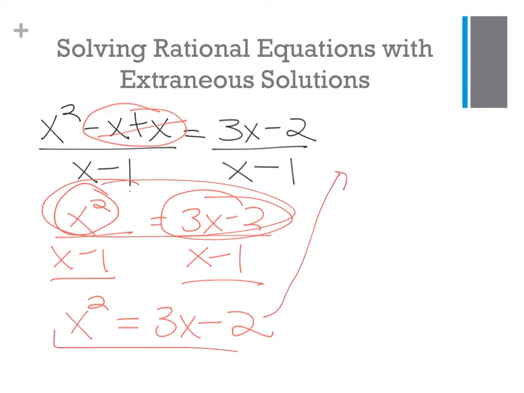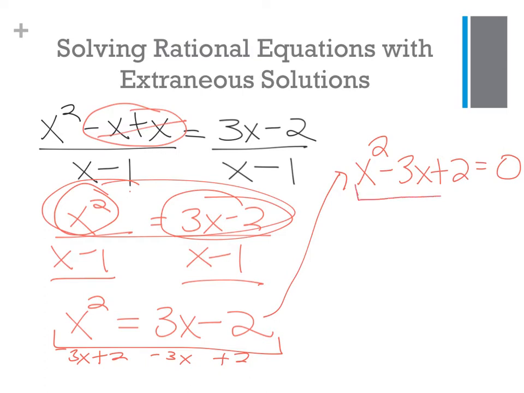I'm going to get all these terms on the same side. So I'm going to say x squared, subtract 3x and add 2 to both sides, which means that we have x squared minus 3x plus 2 is equal to 0. Now looking at this quadratic trinomial, if I'm going to factor, I need two numbers that multiply to be positive 2, but also add to be negative 3. The two numbers that do that are negative 2 and negative 1, right?